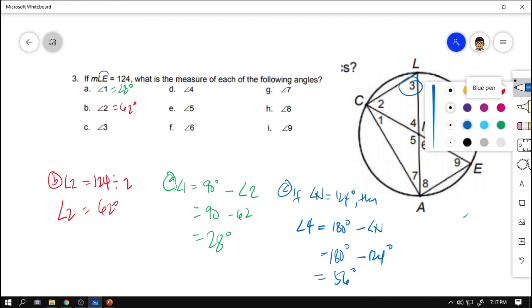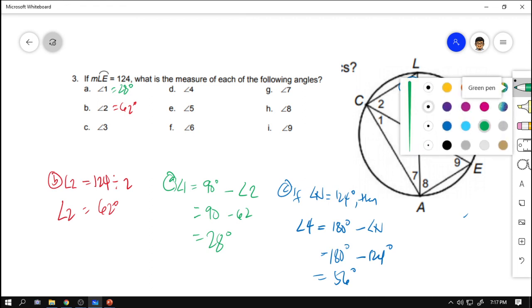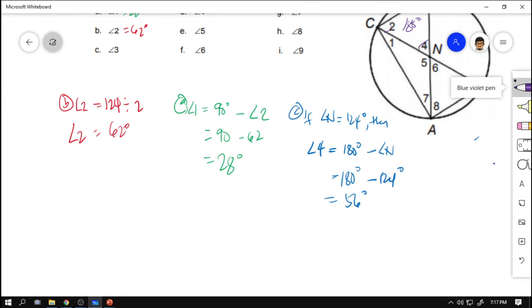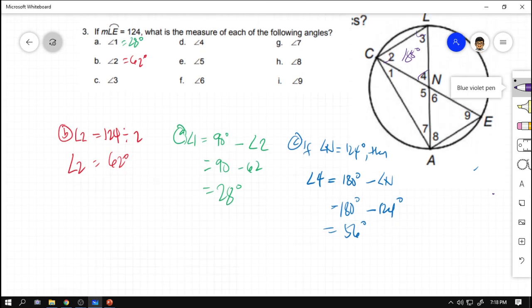Okay? Next, mahahanap mo na si angle 3. So, ang angle 3 naman natin, tandaan nyo, ang sum ng interior angles, si angle 2, angle 3, angle 4, ang sum ng interior angles ng triangle ay 180 degrees. Okay? So, kung 180 yon, anong angle na tayo? Angle 4 is 56 degrees.